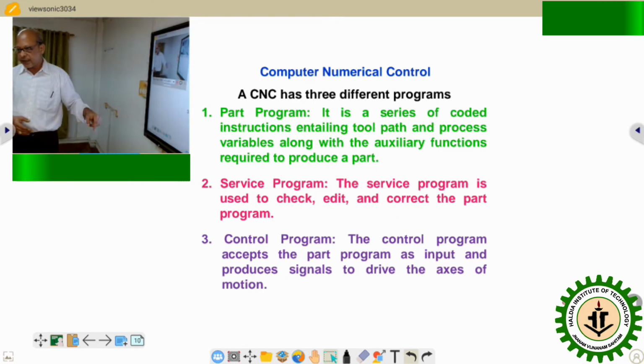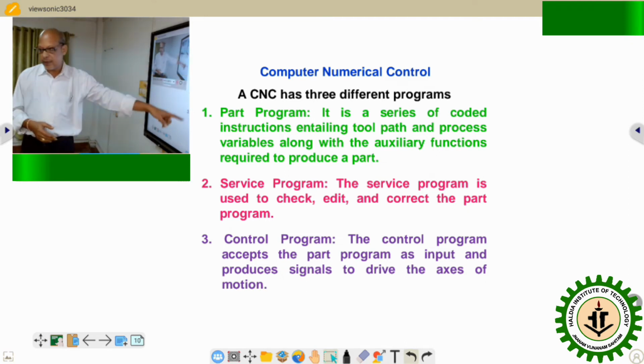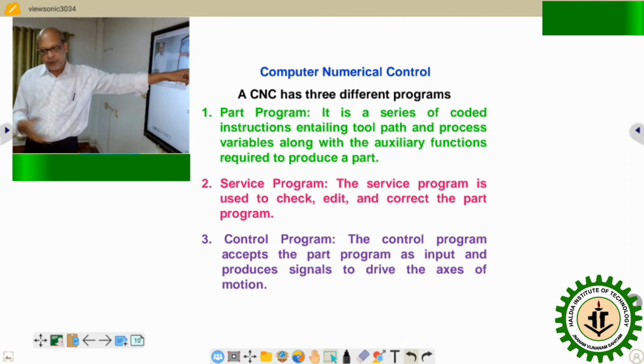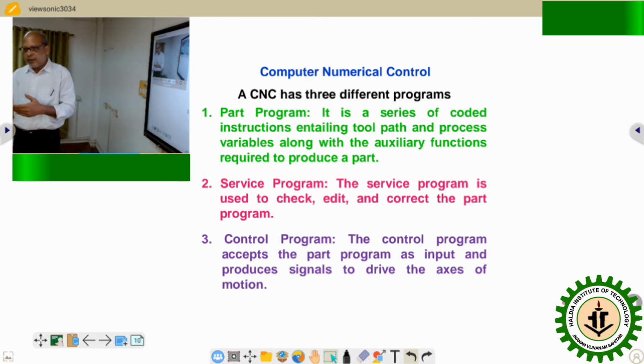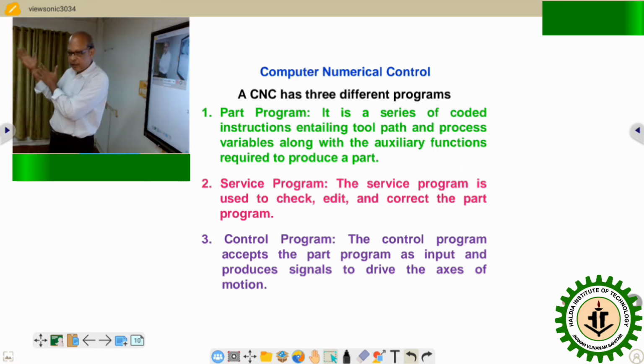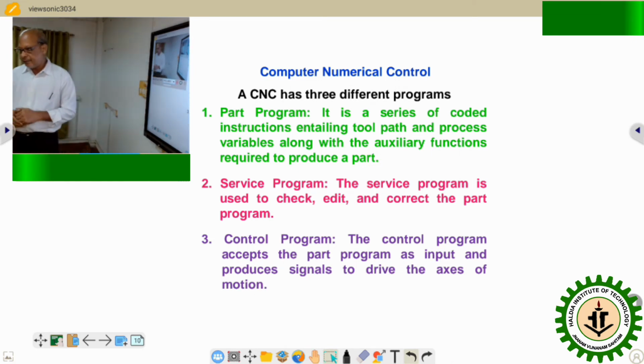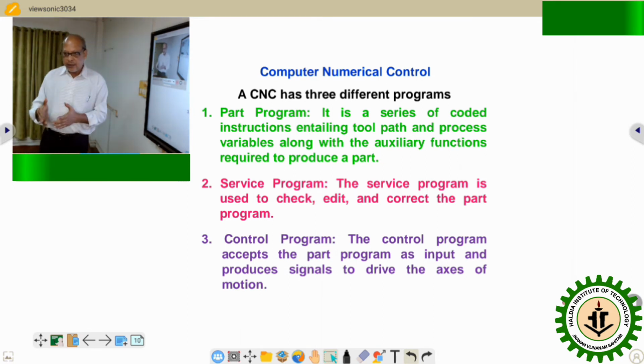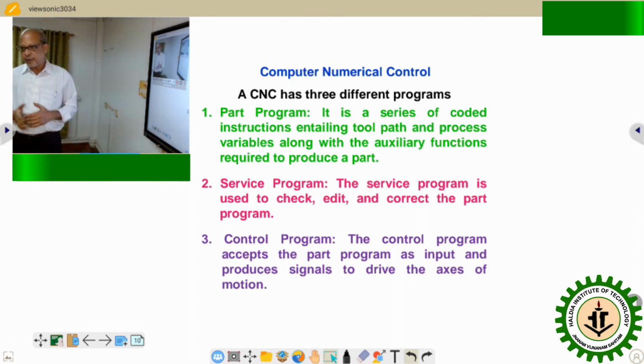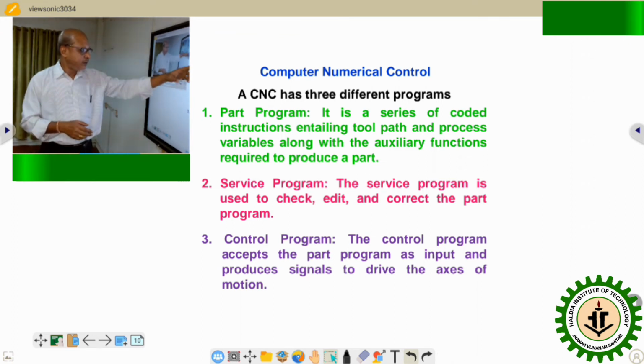Now 3 types of different programs are available in CNC. One is the part program, which we have already discussed. This part program needs to be generated by the user. Suppose you have purchased one machine tool from HMT or BFW or from anywhere. The service program and control program are inbuilt, and we as a user, according to our job and geometry, have to prepare or write our part program and execute it for conversion of the raw material to the finished component. Anyway, the part program as usual, I am not going to repeat.